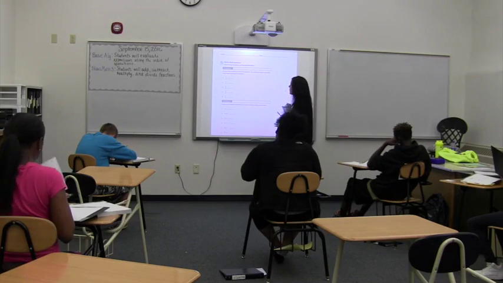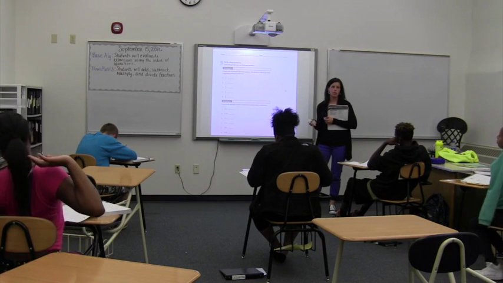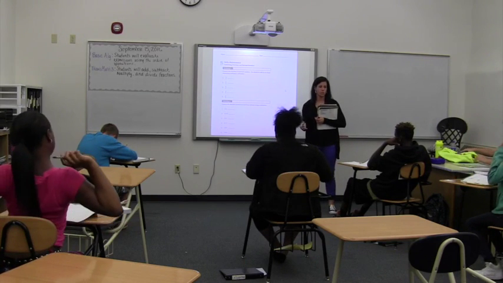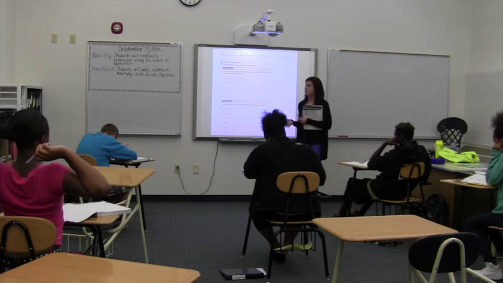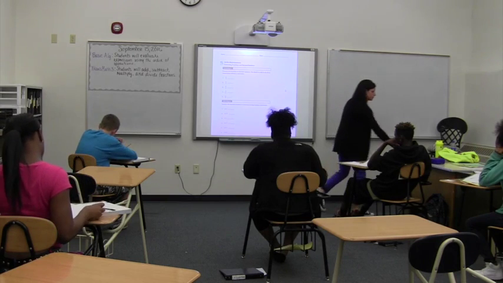Alright, so you're converting the fractions to decimal numbers. Okay? Remember how we did that yesterday? How do we convert fractions into decimal numbers? 4 divided by 3. Right. We take the bottom number into the top number. Okay?